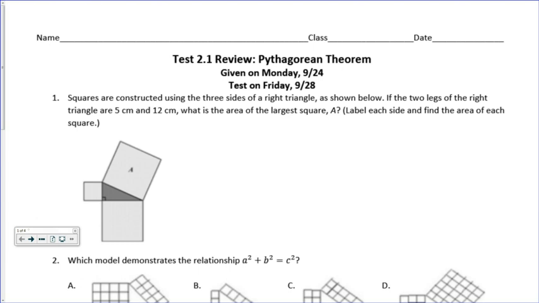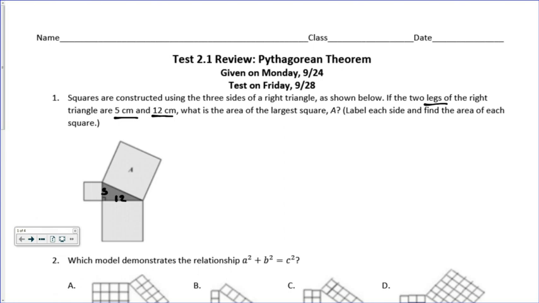It says squares are constructed using 3 sides of a triangle as shown below. If the 2 legs of the right triangle are 5 centimeters and 12 centimeters, what is the area of the largest square? Make sure that you're labeling everything that you're given and you know what it's asking for. So we know we were given the 2 legs are 5 centimeters and 12 centimeters. So I'm going to label those. This leg is 5 and this leg is 12.